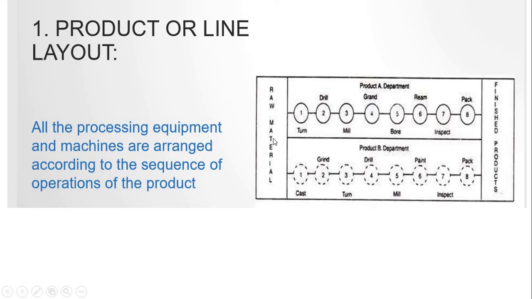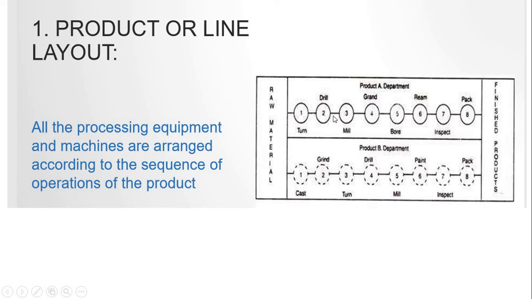Look at here, raw materials. This is the one stores. This is the finished goods that is ready for end users. Between that, there is a process. Here, turning is there, drilling, milling, grinding, boring, reaming, inspect, pack, finally dispatch. See, the product A and product B.